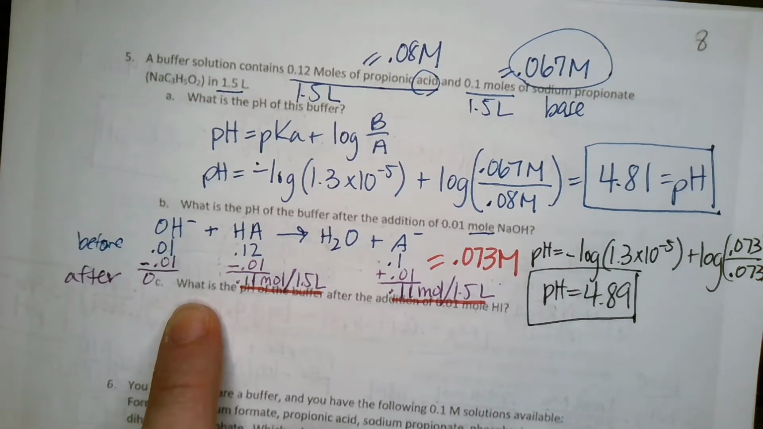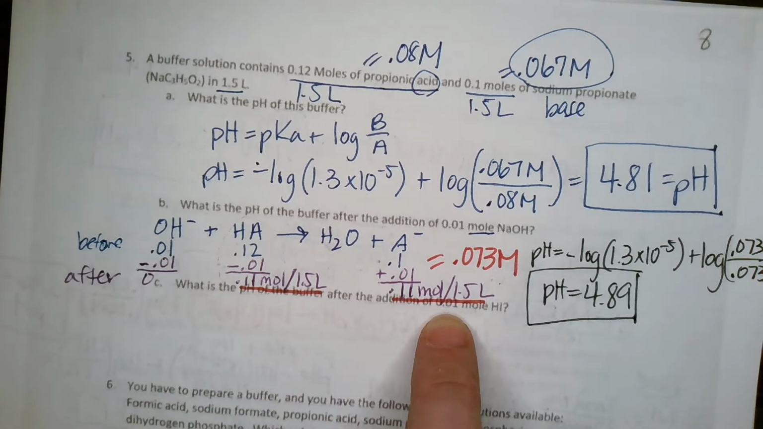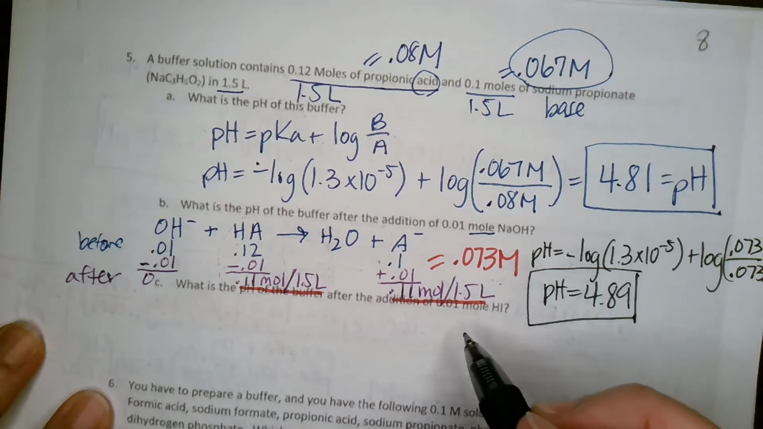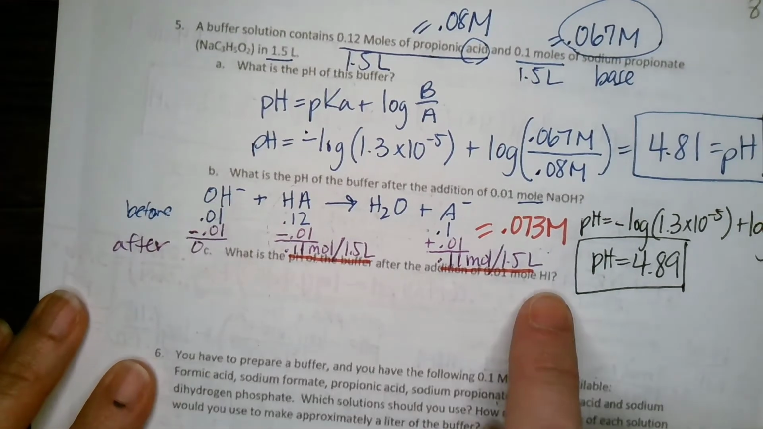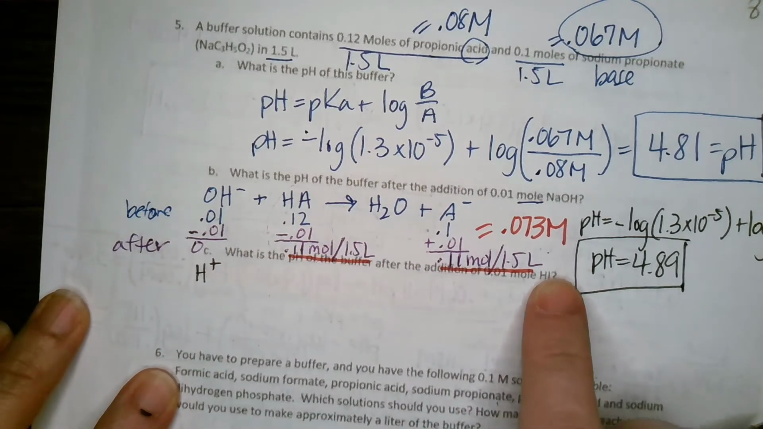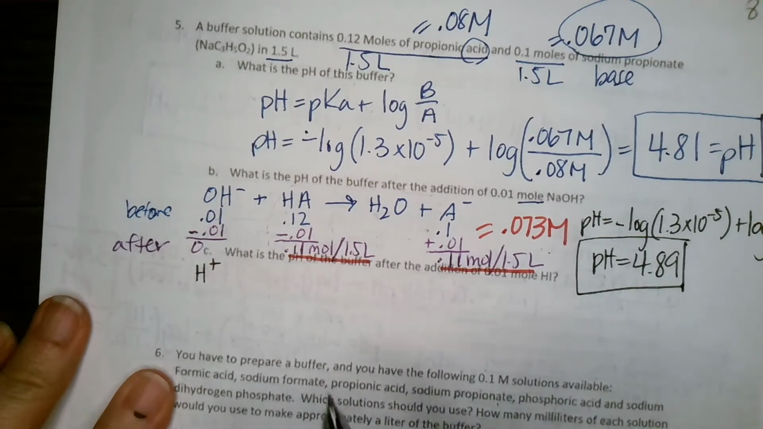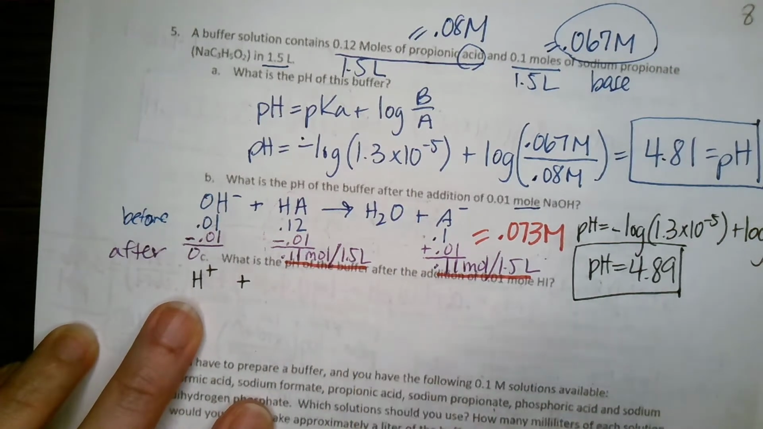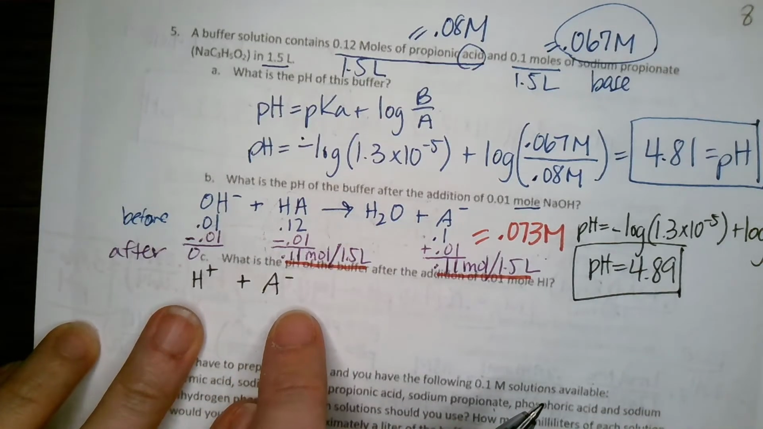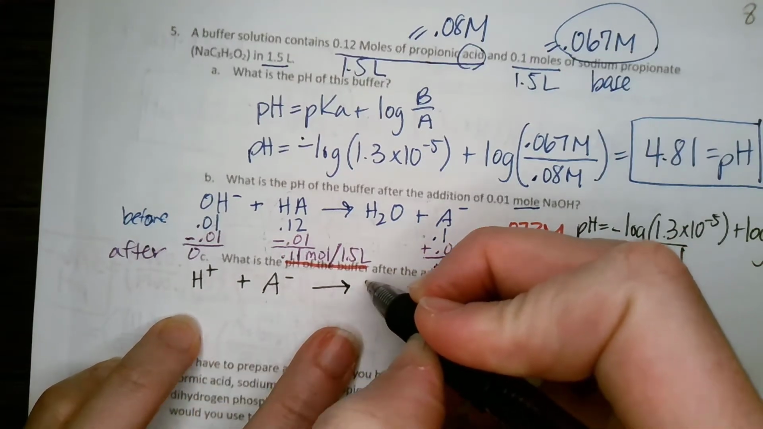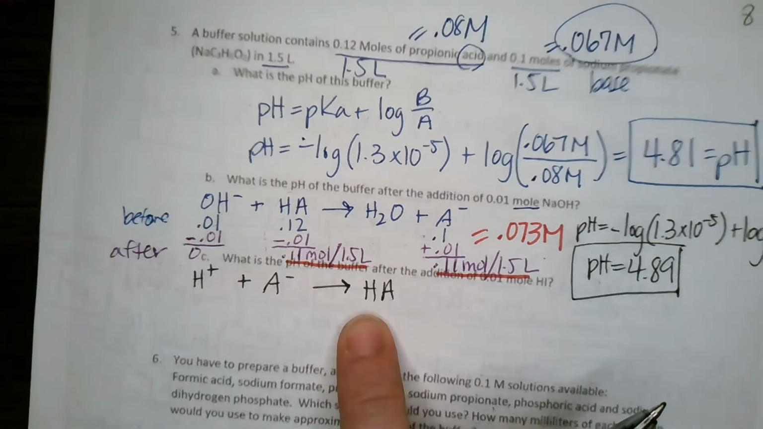This next one, letter C, what's the pH of the buffer after we add 0.01 moles of hydroiodic acid? So we're going to do the same thing here, except instead of adding a base, we're adding acid. So I'm going to write out that we have our H plus. I'm leaving off the iodine because that's just a spectator. But if I'm adding acid, it's going to be reacting with the conjugate base, right? So I'm just going to write A minus. We don't need to write the whole propionate. So we have H plus A, and we're going to make more acid, right? It's going to create our propionic acid.